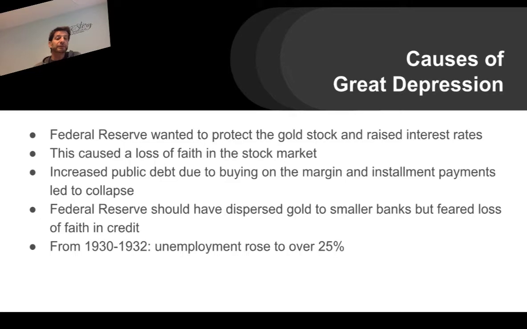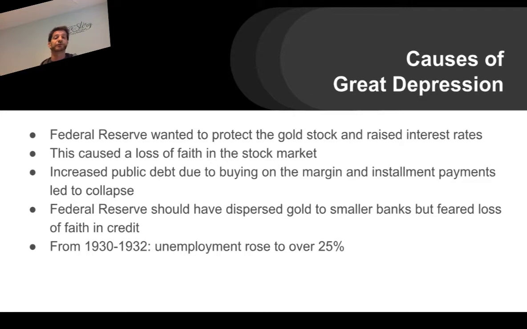Now, typically, that could be solved pretty easily. Stock market goes on these swings. The problem was that there was increased public debt at the time due to buying on the margin and installment payments. Now, the Federal Reserve could have solved this. There was a very simple way for them to do this. Federal Reserve could have just dispersed more gold out to smaller banks in order to bolster those banks and allow people to borrow money.